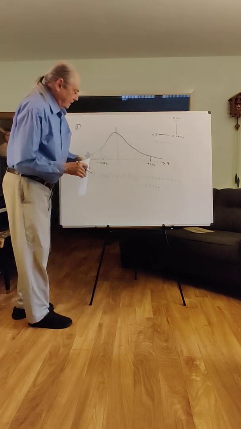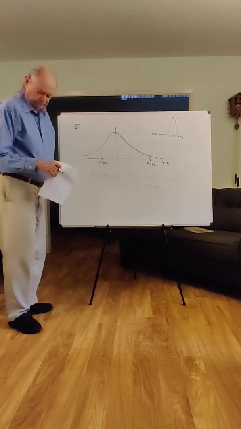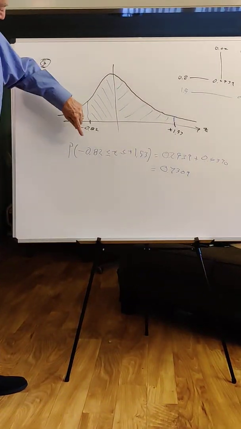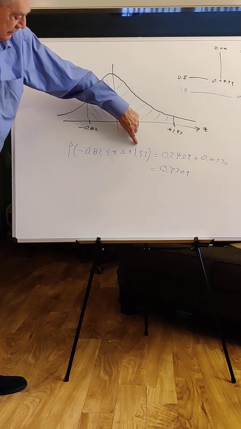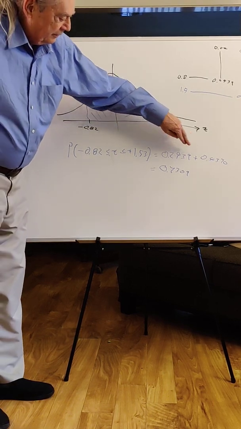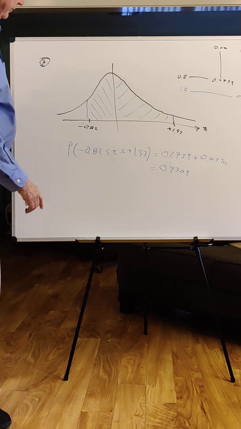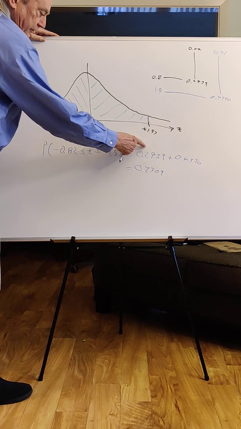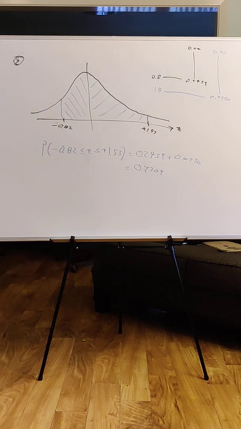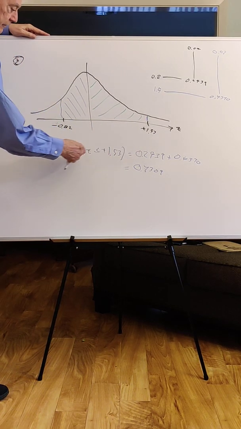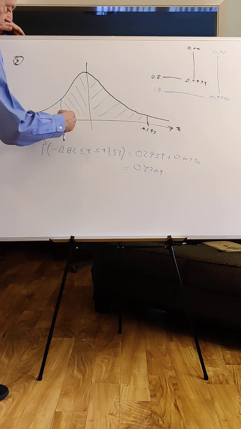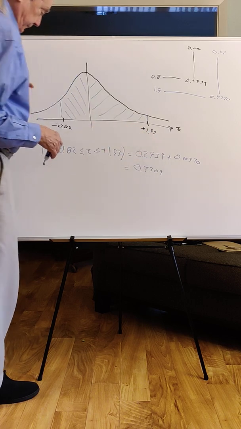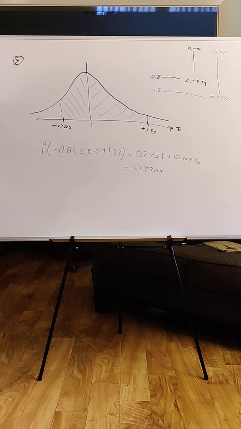Hope you can read that. 0.7309. Now, notice this number is negative, this number is positive, but both of these values are positive. A common mistake is to think that since this is negative, this should be negative. So when you have a negative value and a positive value as your endpoints of your interval, both terms will be positive. All right, so that's the third problem.